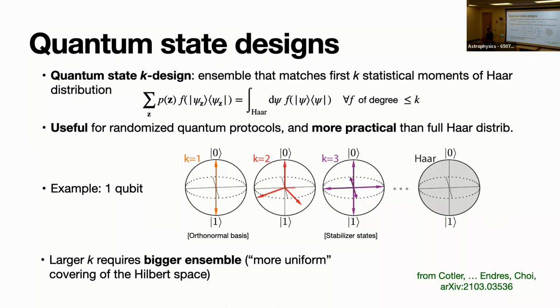And if we wanted to keep going and get the Haar measure itself, we would need something like a uniform covering of the entire Hilbert space, which, as I was saying, is a very demanding thing to get. And the general take-home message here is that larger K requires a bigger ensemble, meaning this kind of more uniform covering. Okay.